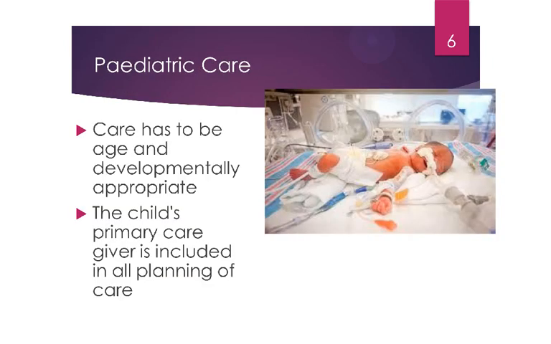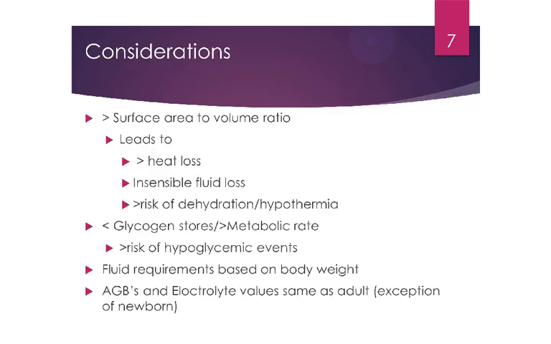So for paediatric care, what are the differences? Well, care has to be age and developmentally appropriate, and the child's primary caregiver is included in all planning of the care, more so than in adult ICU, because the next of kin is directly there and they're advocating for their child. So what considerations do we need to take into account when caring for paediatrics?